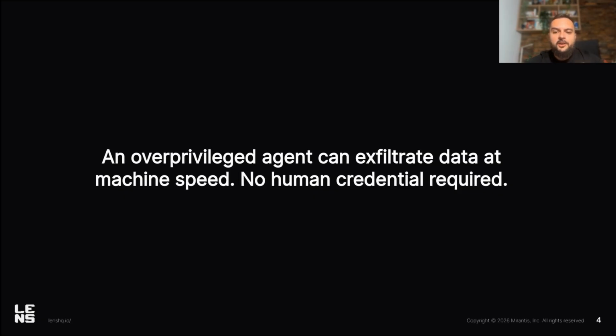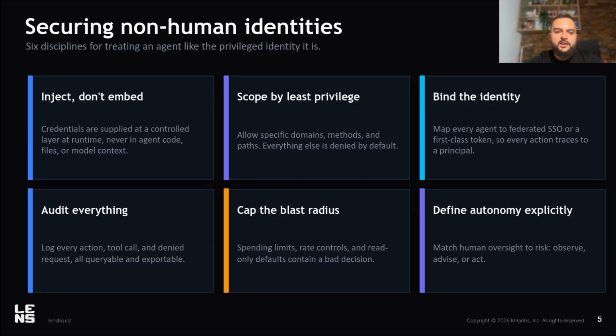So what do you actually have to do about it in practice? There are a couple of things that you could do to secure non-human identities. You should ensure that credentials are supplied at a control layer at runtime. If you add them in the agent code, in the files, or the model context, you are just inviting an attacker to compromise your system. You should also scope by least privilege: allow list only what's needed, deny everything else if possible. Also bind the identity, so every action is traceable to a principal.